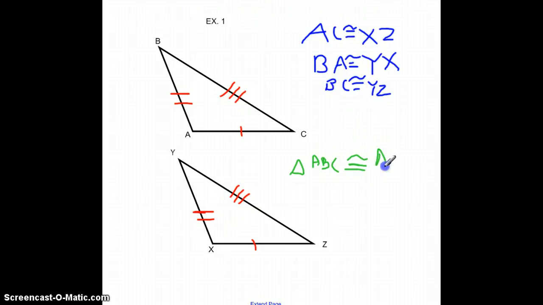So triangle ABC is congruent to, and you've got to make sure you write it with the corresponding letters. For example, the corresponding point to A is point X. So since A is in the first spot of the name, X has to be in the first spot of the name. Our second spot of the name is B, so the corresponding point to B in the other triangle is Y, so you have to put the Y there. And then C goes with the Z. So triangle ABC is congruent to triangle XYZ by S, S, S, which stands for side, side, side. We have three sets of congruent sides.